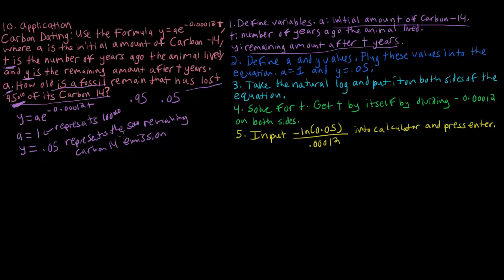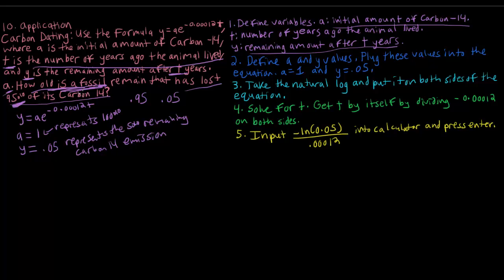Now that we've defined those variables, what we're trying to find is t. We're trying to find the number of years ago the animal lived. Because right here, it's asking us how old the fossil remain is. It's telling us how much carbon-14 it has or doesn't have, but we want to find the age of the fossil. So that's our goal.